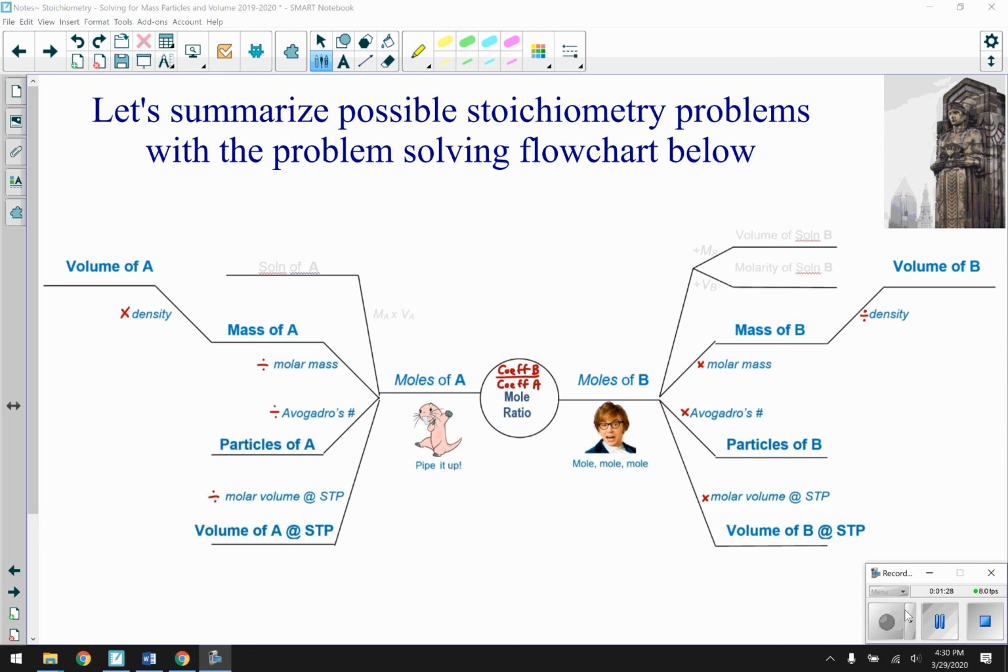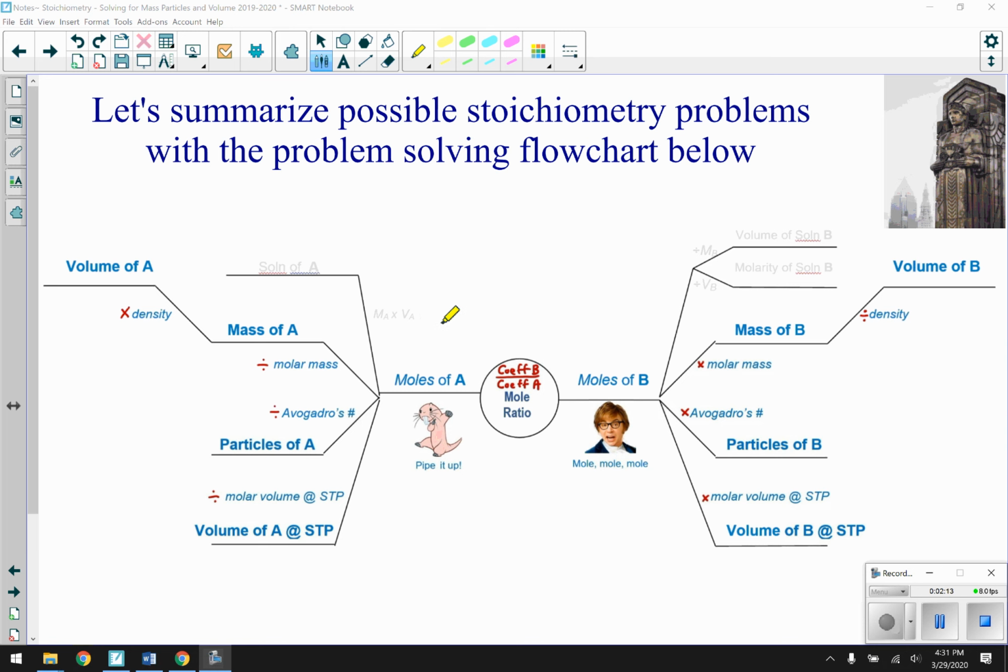In problem number 2, it was a mass of A to mass of B stoichiometry. So on the flowchart, you would locate mass of A to help plan out your attack. When you start out with mass of A, remember the first step is always to try to go to moles of A. To go from mass to moles, you divide by the molar mass. That gets you moles of A. Then we apply the mole ratio, which gets you moles of B. Once you have moles of B, if you want to find mass of B, once again, you multiply moles of B times the molar mass of B, and you get mass of B.